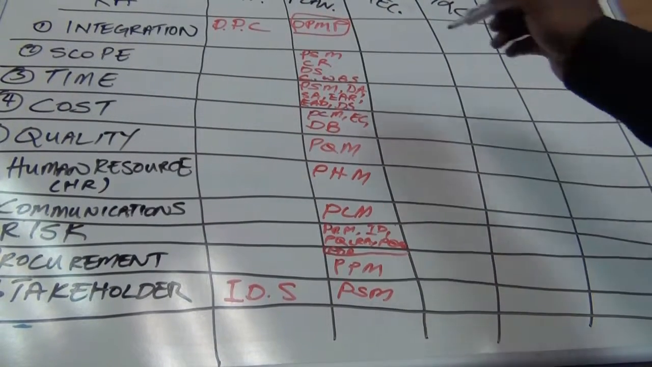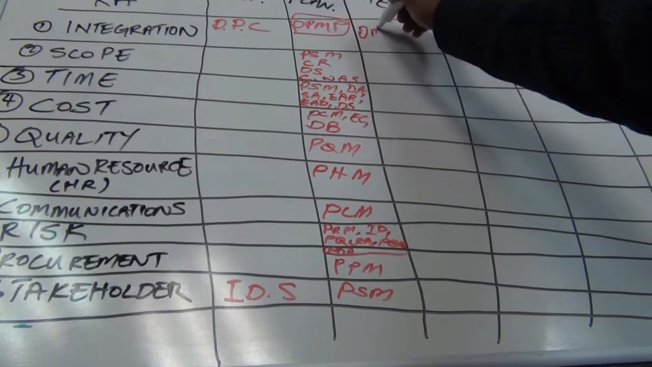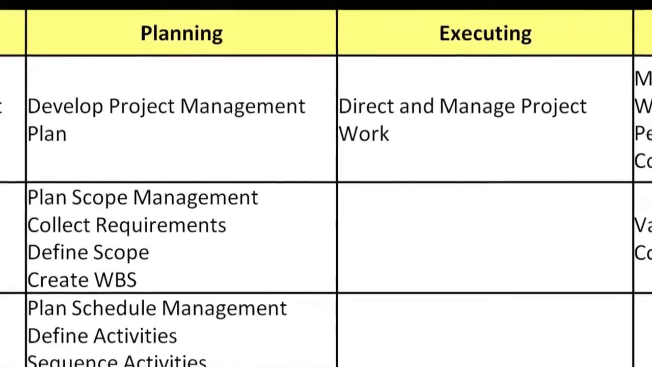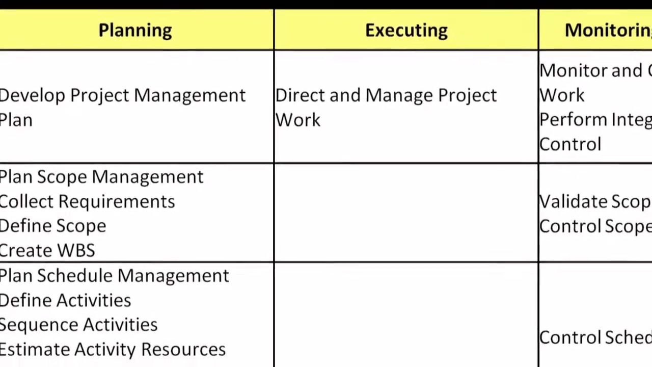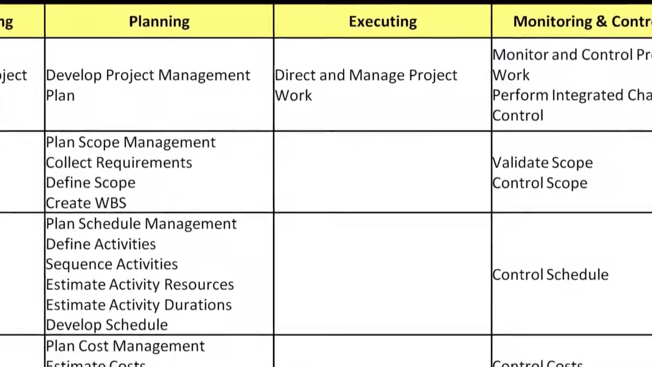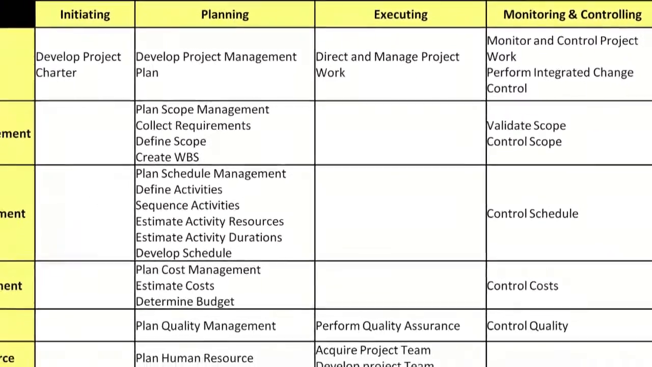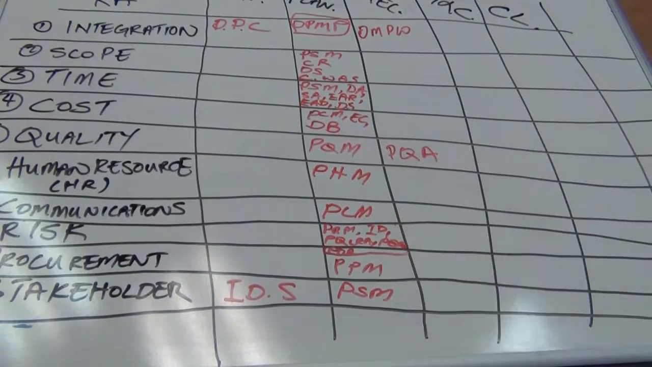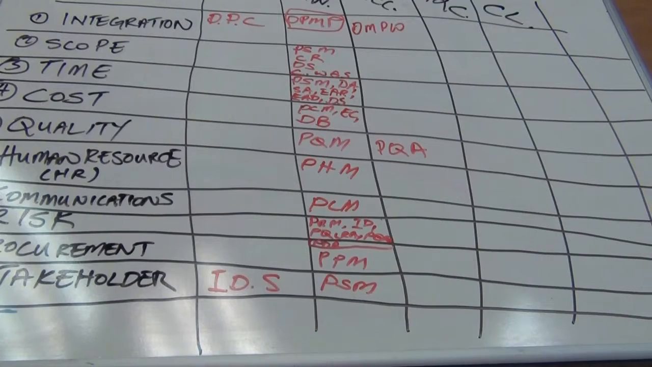The first one is direct and manage project work. Now look, it's an integration, which means it's integrating what falls underneath it. And what falls underneath it actually starts from quality management. We have perform quality assurance, and quality assurance is about checking how work is being carried out. Not checking the final deliverable, but checking how the work is proceeding, how it is being executed, making sure that it's being done the right way. We call that perform quality assurance.